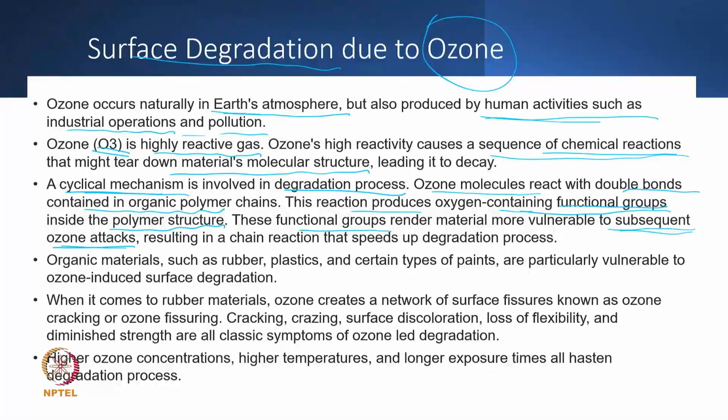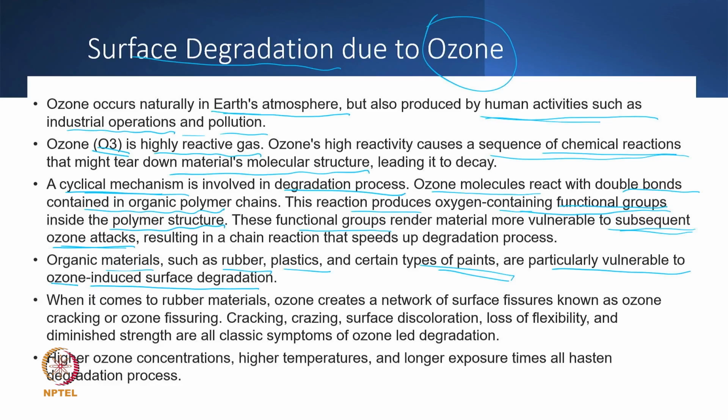the degradation process. And we know very well that organic materials like rubber, plastic, and a number of paints also degrade because of exposure to ozone. That is why we say these materials are very vulnerable to ozone-induced surface degradation.